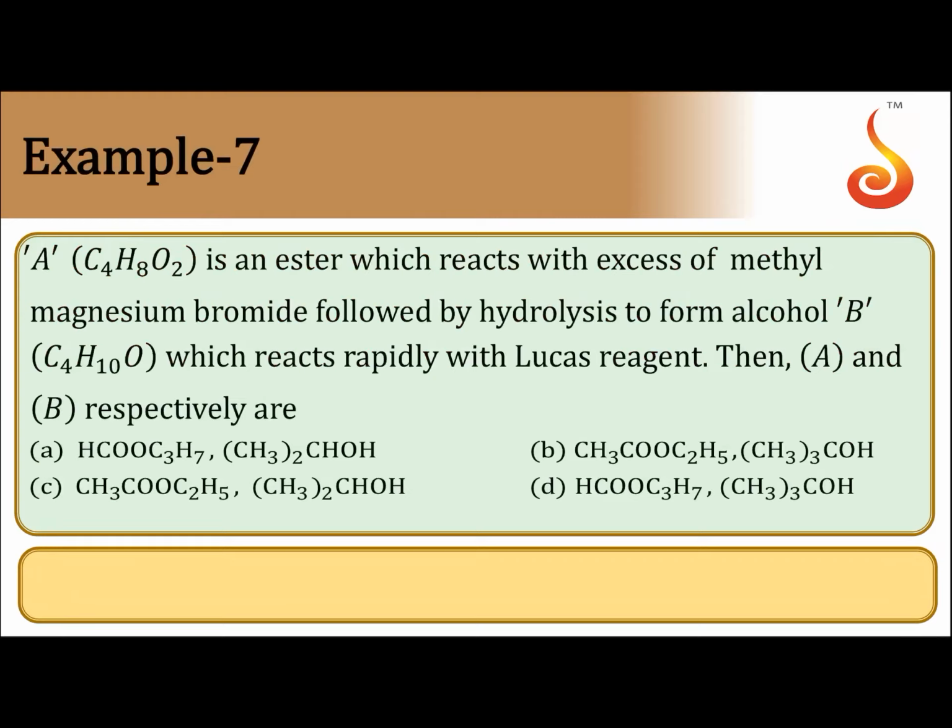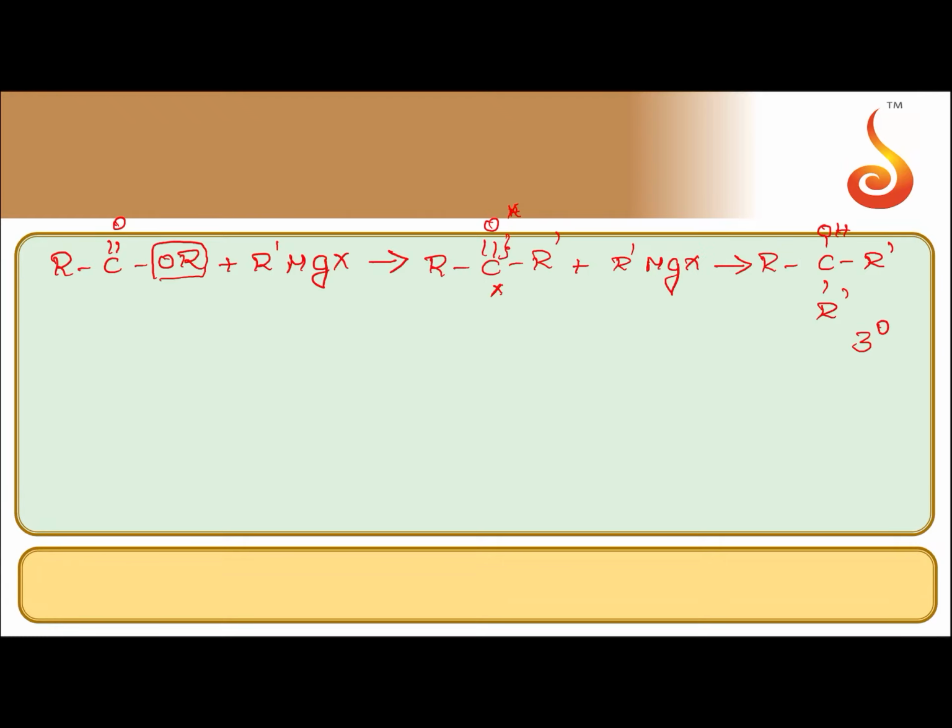So now let us go back to the question here. An ester which reacts with excess of Grignard's reagent followed by hydrolysis should give a tertiary alcohol. Now coming back to the options here. There are 2 ways in which we can find the answer. First find out the alcohol there. First I will teach you to find out the alcohol. Which alcohol is tertiary alcohol? That should be your answer.